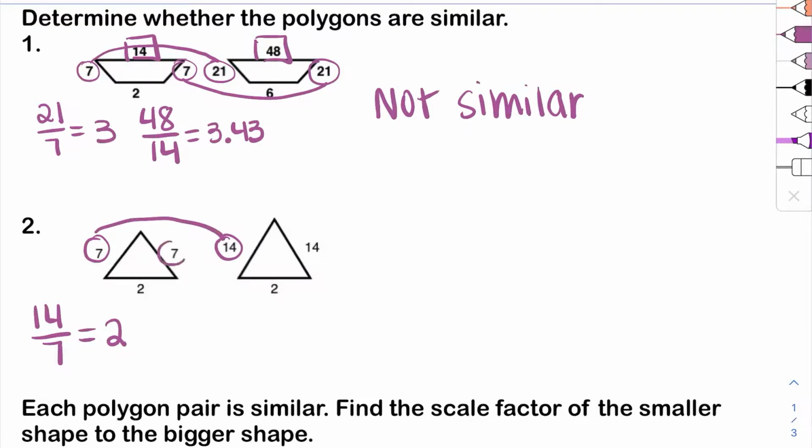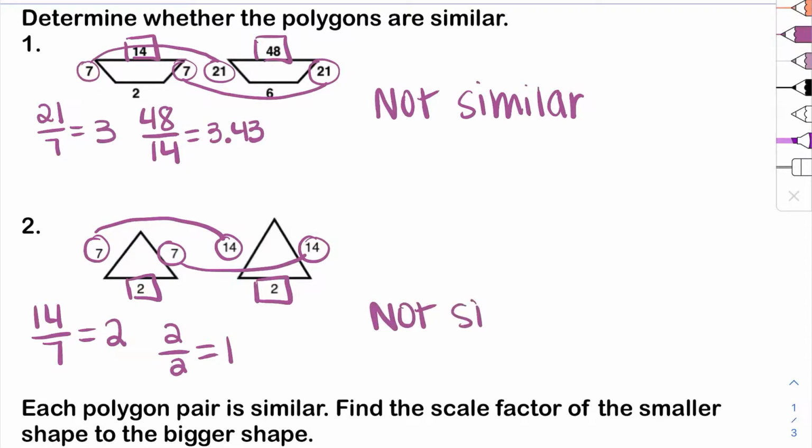So those two go together. We have another 7 and 14, so obviously we know those are going to be true also. And then we have a 2 and a 2. So 2 divided by 2 is actually 1. So are these similar? No, since we noticed a difference.